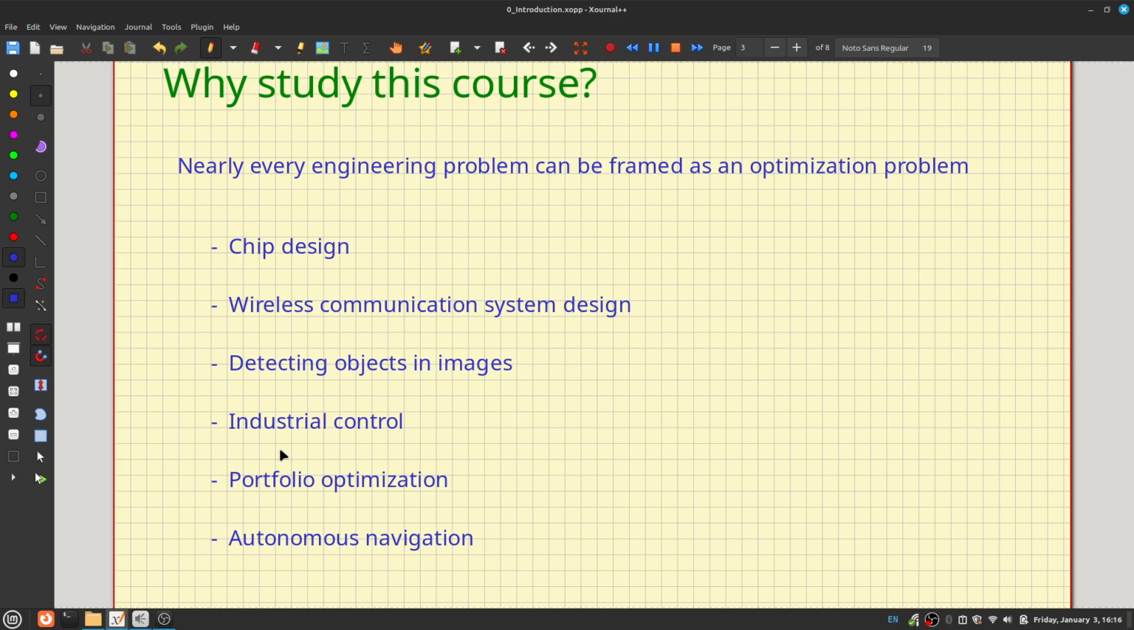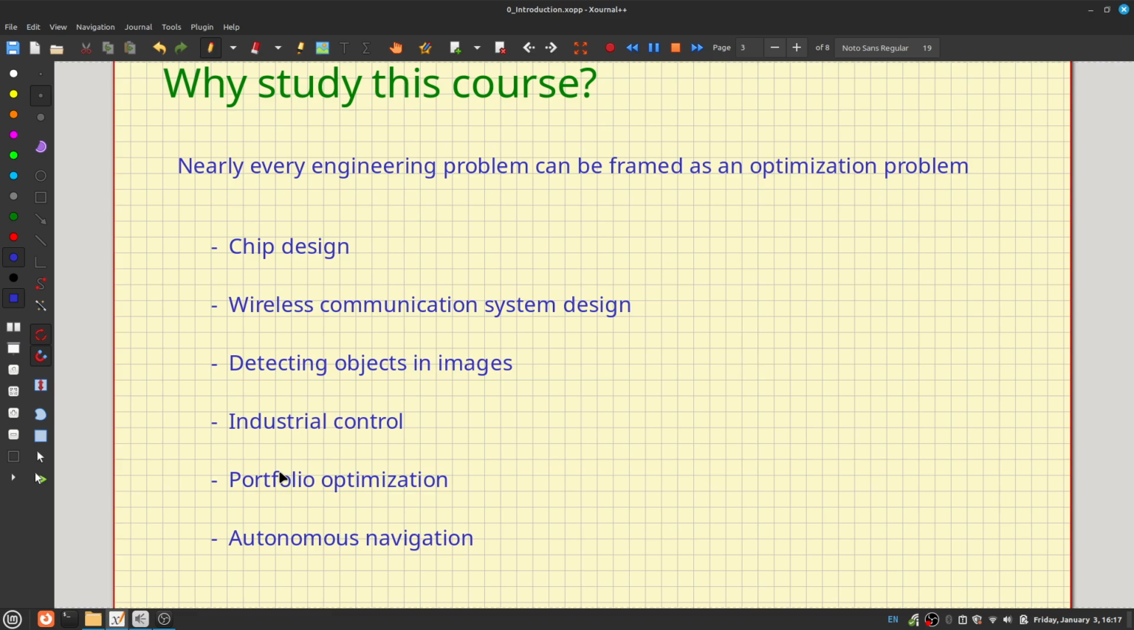Let's suppose you want to control a particular plant. Say you have some kind of a motor, and you want to ensure that this motor is operating at a certain rate, depending on whatever you want. You want to ensure that you don't deviate from your desired rate or desired system performance. That can also be posed as an optimization problem. Portfolio optimization: suppose you have a certain amount of money, you want to invest this money over multiple stocks. And of course, if you want to invest, you want to ensure that your returns are as large as possible. So that is also an optimization problem.